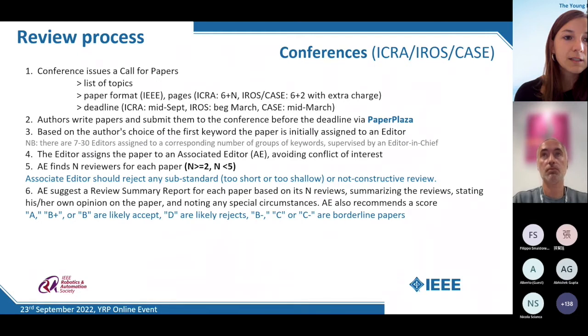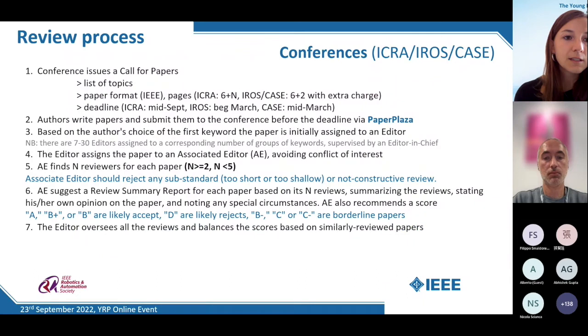And this report is actually given to the authors of the paper. The associate editor also recommends a score, which instead is not given to the authors of the paper. This score can be A, B plus, or B, which basically means that the paper is accepted. D means that the paper is rejected. And then there are some scores in the middle, B minus, C, C minus, that basically mean that the paper is borderline. But usually it's better to avoid this kind of score because they make it complicated to decide what to do with the paper.